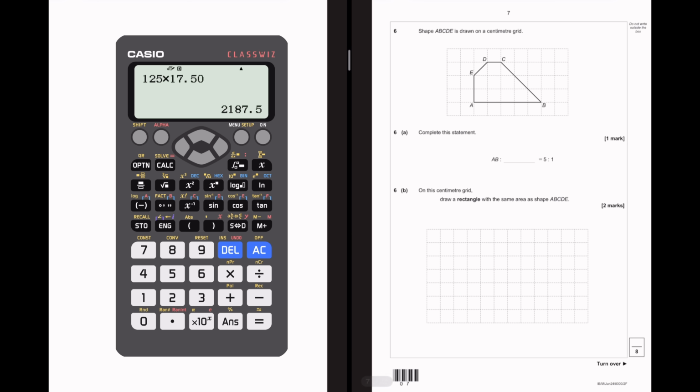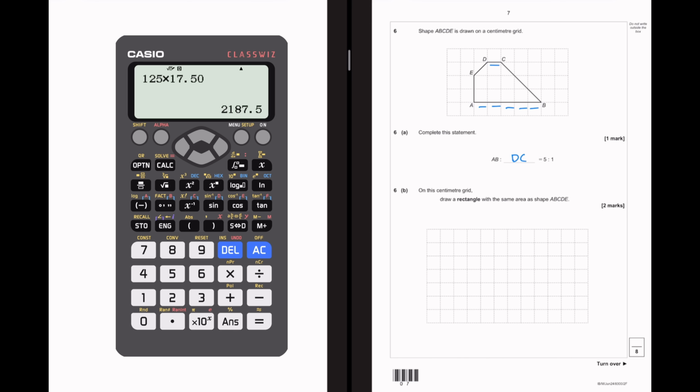Question 6 says shape ABCDE is drawn on a centimetre grid. Complete the statement: AB to something is equal to 5 to 1. So you've got AB, this is 1, 2, 3, 4, 5, to something where we've got 1 square length. So that will be DC.